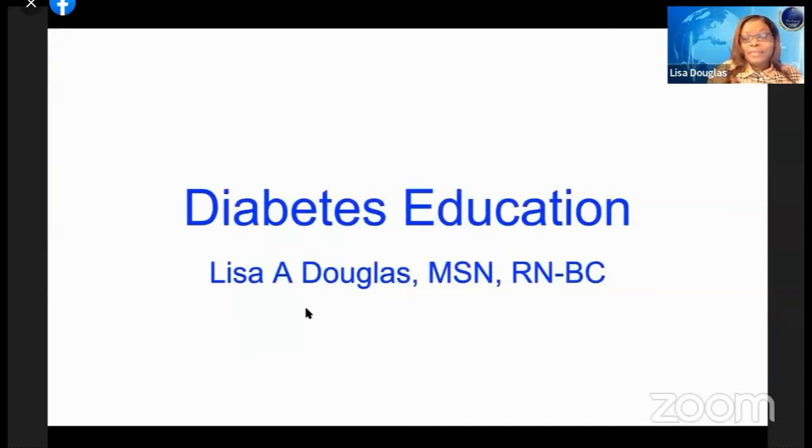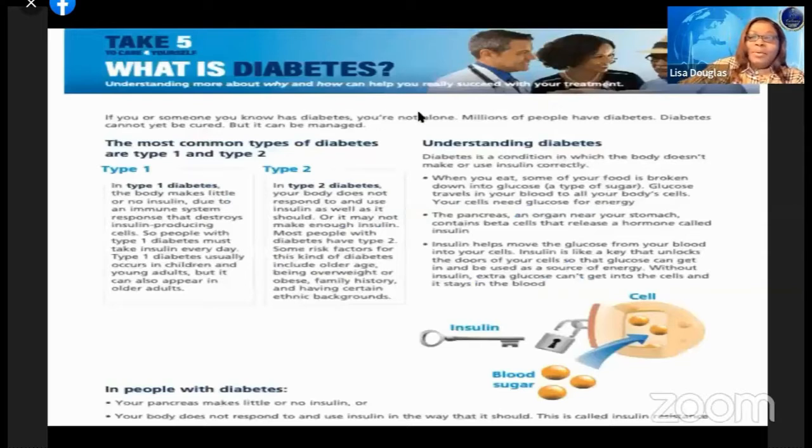So my topic for today is diabetes. Some of us call it blood sugar, high blood sugar, low blood sugar. What is diabetes? Diabetes is a condition, a disease that occurs when a person's body doesn't make enough of the hormone insulin or can't use insulin properly. There are two types of diabetes: type 1 and type 2.